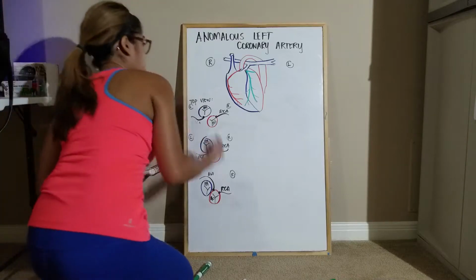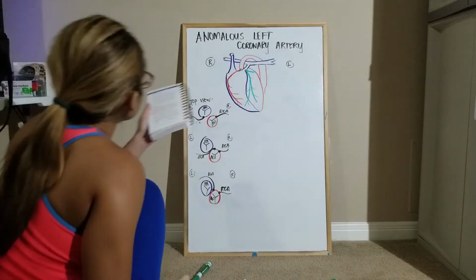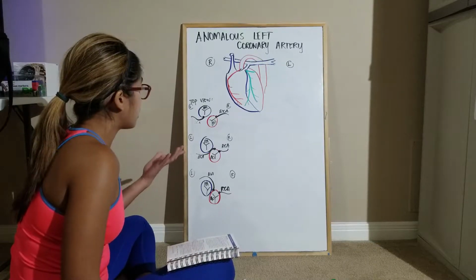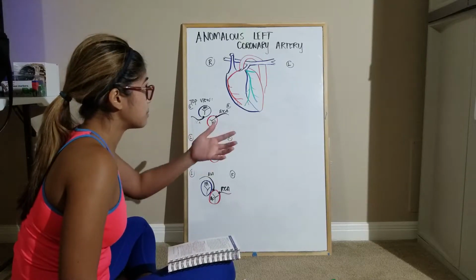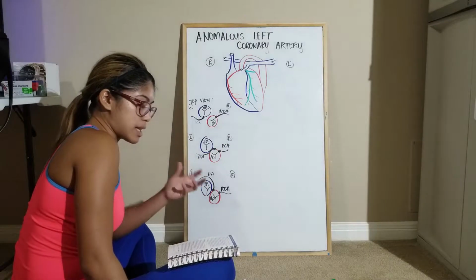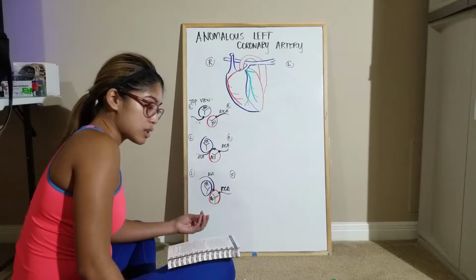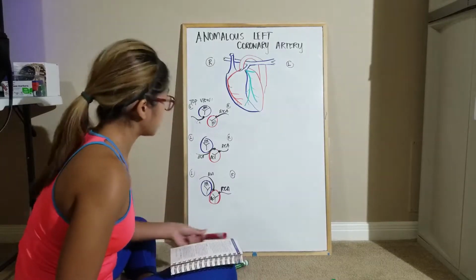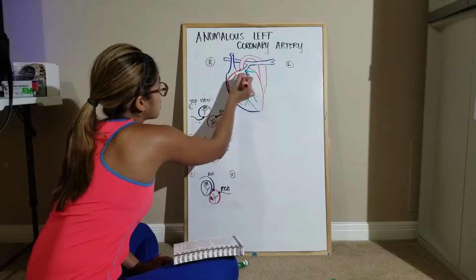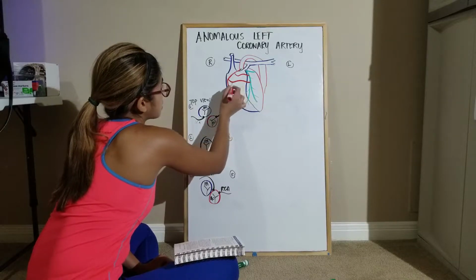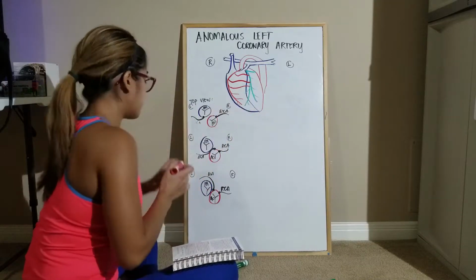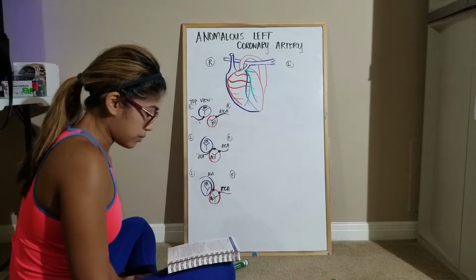According to this book that I'm using and the website that I looked at, 10 to 15% are not adversely symptomatic. I mean, they might still have symptoms, but it's not as severe until they reach adolescence. This is because the heart compensates and makes collaterals, makes connections.